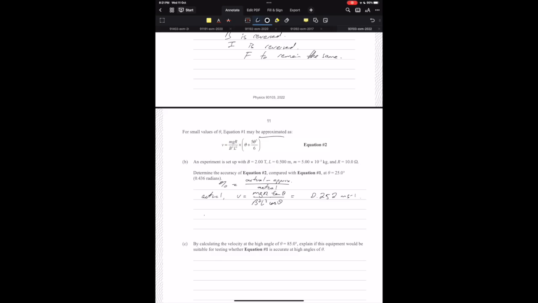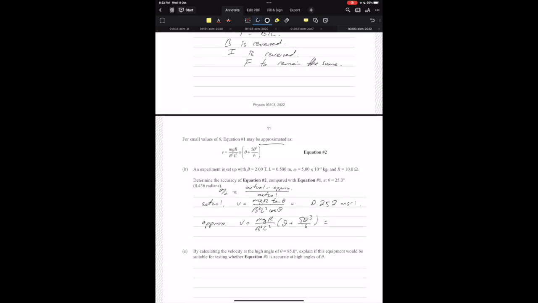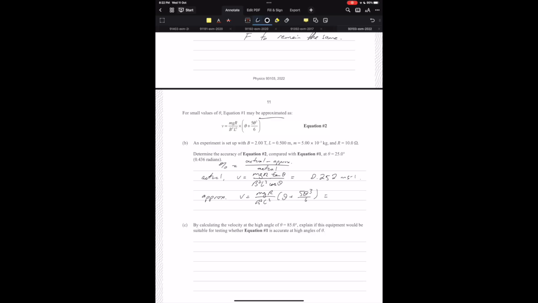And then the approximation of V equals mgr b squared L squared, and then theta plus 5 theta cubed divided by 6. Okay, and once you make all the substitutions again, for this one you have to use theta as radians. They don't tell us that it should be in radians, but if you use degrees, you would end up with a very large number because you would have 25 cubed over here, and that would tip you off that something was wrong, and then you start using radians again. But this would give you a value of 0.248 meters per second as long as you use radians.